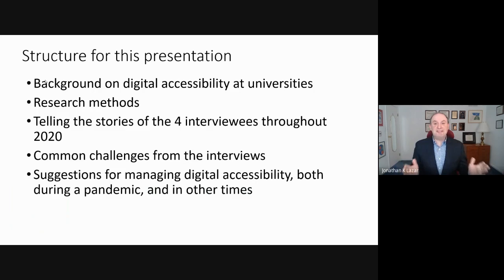So the structure for my presentation, I want to talk more first about digital accessibility. And I want to talk about digital accessibility at universities specifically, right? What does it mean to have digital accessibility at universities, right? I will tell you about my research methods, and I will tell you the stories of 4 people who I interviewed throughout 2020. I'll then talk about the common challenges that I discovered between all the interviews, and then I'll give overall suggestions about how to manage digital accessibility both during a pandemic and in other times of stress.